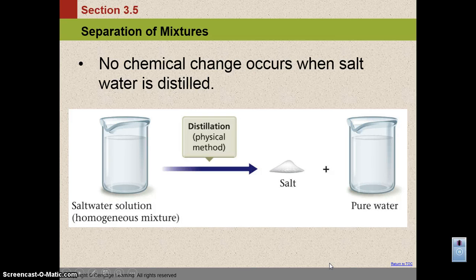So during separation of mixtures, there is no chemical change. We have the saltwater solution that we physically separate using heat and the distillation process. We have salt left behind and we have pure water, which were the mixture together when they were in the saltwater solution, which was a homogeneous mixture.